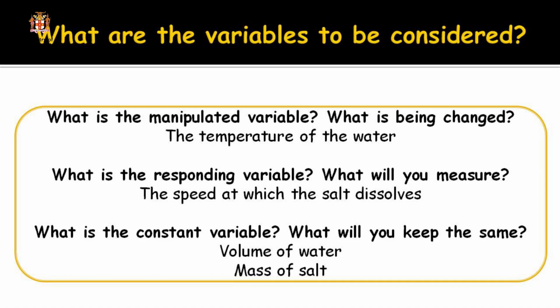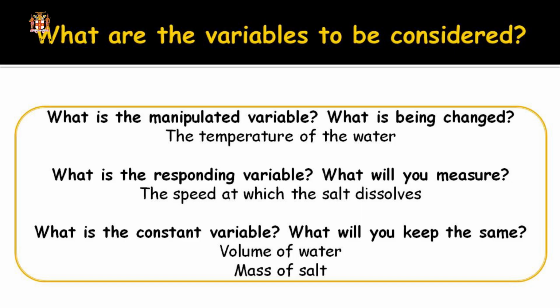So what are the variables to be considered in this investigation? As mentioned, we have three types of variables: our manipulated variable, our responding variable, and our constant variable. So first question, what would be the manipulated variable? In other words, what are we changing? We're changing the temperature of the water. Beautiful. So the temperature is our manipulated variable.